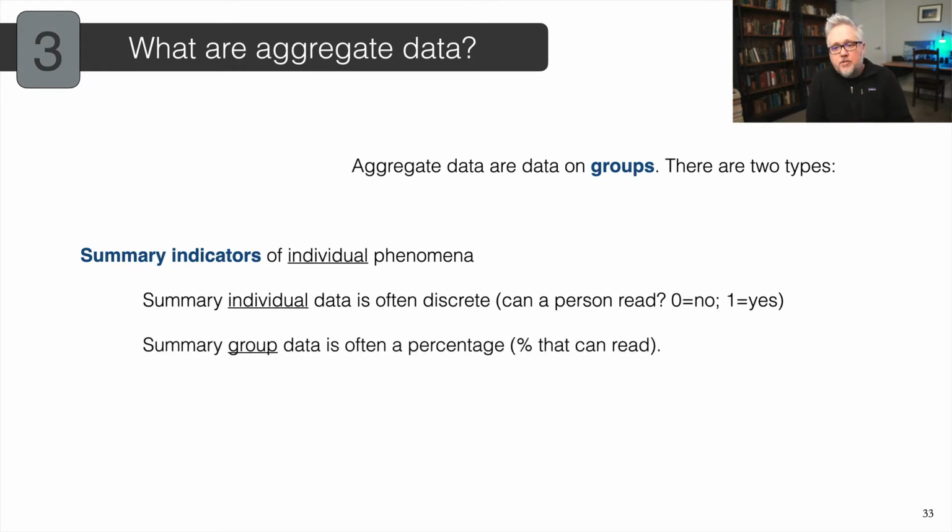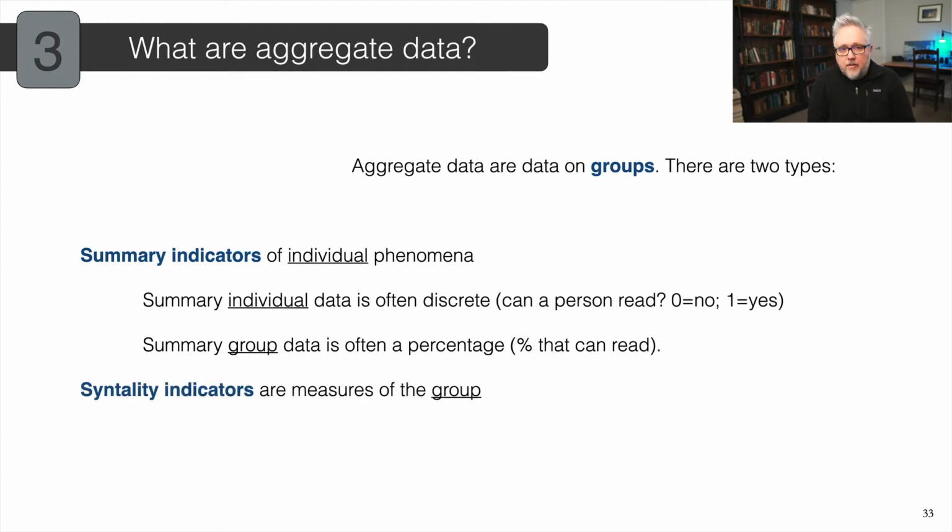Then there's also ways to have summary indicators about individuals, but that are summarized to the group, and these are often percentages. So instead of just does a person read, if you're looking at the individual level, at the group level, it would be the percentage of a population that can read, the percentage of people that are foreign born, the percentage of population that are dentists or that are unemployed. These things are percentages, which are summary indicators about a group of individuals.